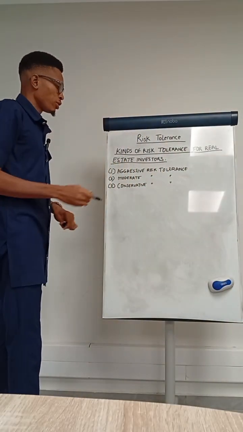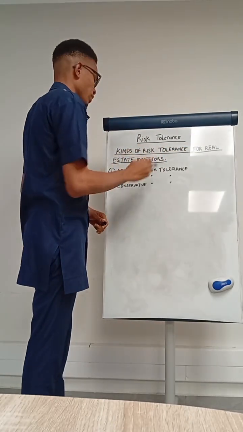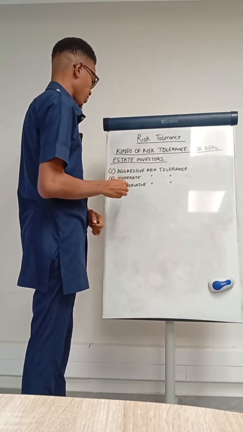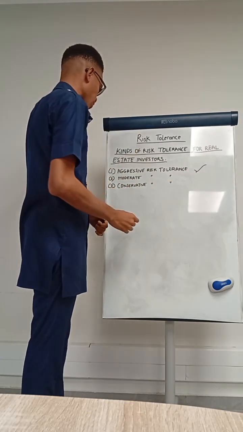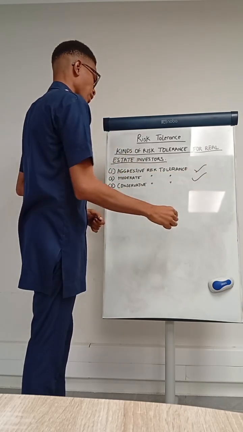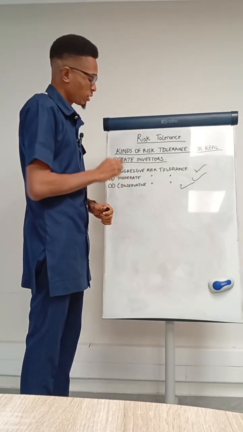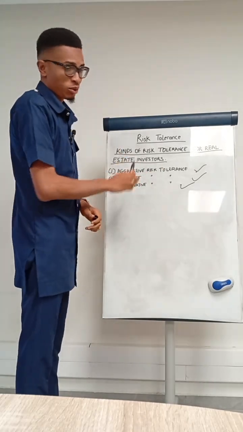So we are going to be looking at kinds of risk tolerance for your real estate investment. Number one on our list is the aggressive risk tolerance. Then we have the moderate risk tolerance. Then we have the conservative risk tolerance. And I'll be explaining all these types of risk tolerance and giving you one or two examples of each.